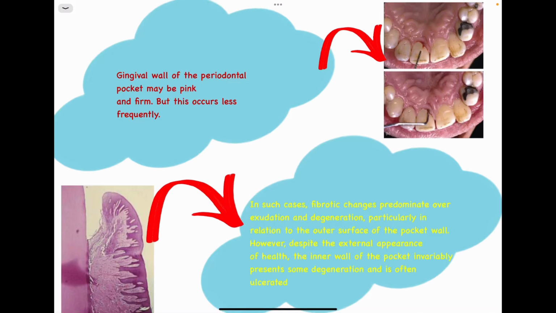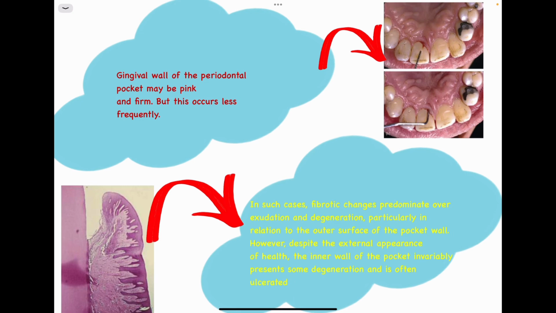Moving on to our second clinical and histopathological feature. The gingival wall of the periodontal pocket may be pink and firm, but this occurs in very rare cases. In the first slide we studied that the gingival wall of the pocket is usually flaccid, not firm, but in a very small minority of cases the wall is still firm. So why is this wall firm? Relating it with the histopathology, fibrotic changes are predominant in these cases. There is very little exudation and degeneration of the fibers. Instead, there is an increase in the amount of fibrosis.